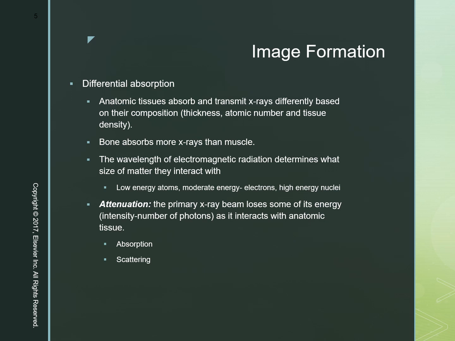We also know that the wavelength of electromagnetic radiation, specifically our X-ray photons, is going to determine what size of matter they interact with. So because they're high energy, they have very short wavelengths, and those short wavelengths are going to therefore interact with very small particles. So our low energy photons will interact with our atoms as a whole. It will excite the atom, whereas our moderate energy photons are going to be more likely to interact with the electrons in the atom.